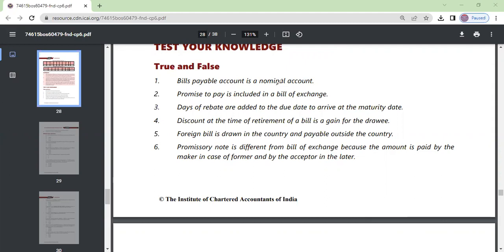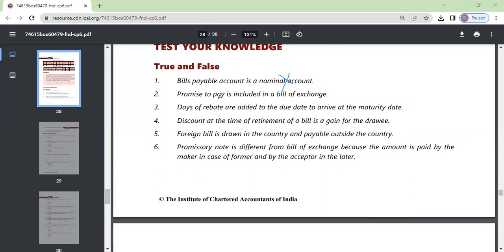Do you know the classification of accounts? Personal account, real account, nominal account. Bills payable is a liability. We know which account it is. It is a personal account, a representative personal account, not a nominal account. So the answer is false. Please write the same answer. Bills payable account is a representative personal account.